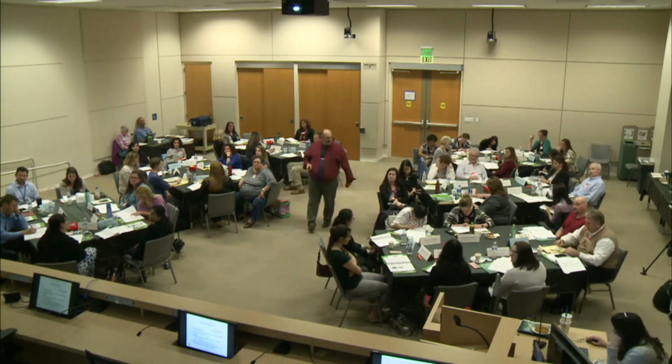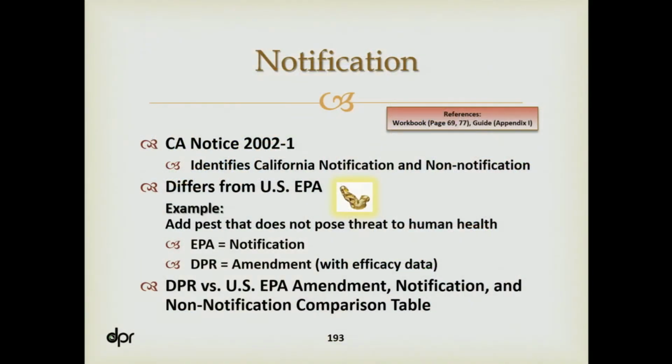What's next? Well, if you follow the California Notice 2002-1, it identifies what we can and cannot do in California, except through notification. I need to add that on. Now, it does differ from the US EPA. I mentioned that. We're going to talk about that again in a few seconds.